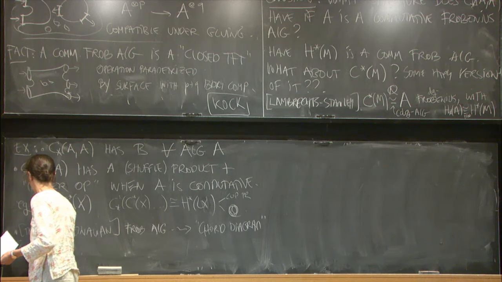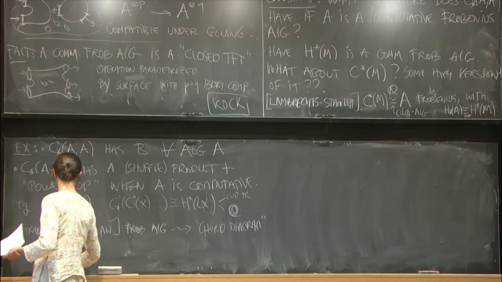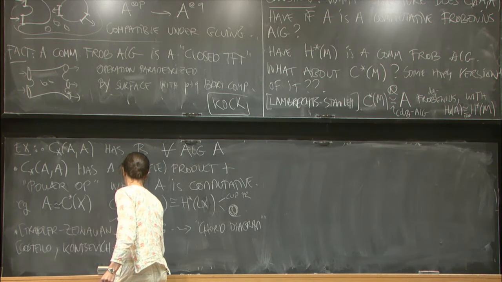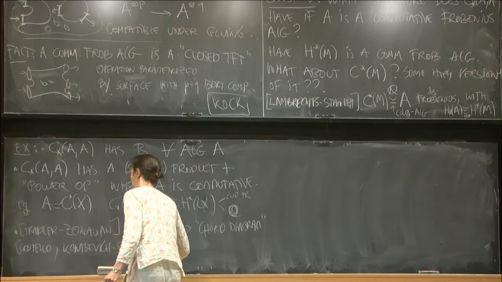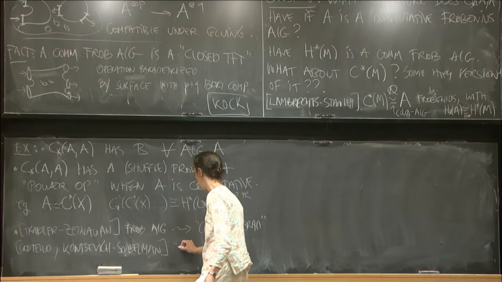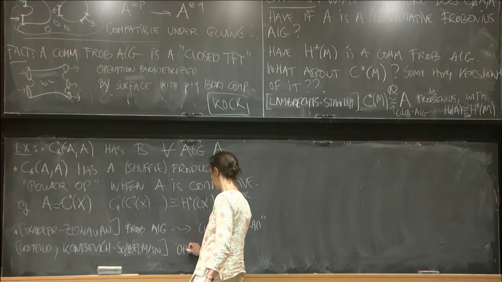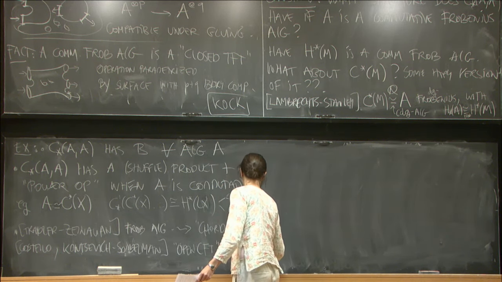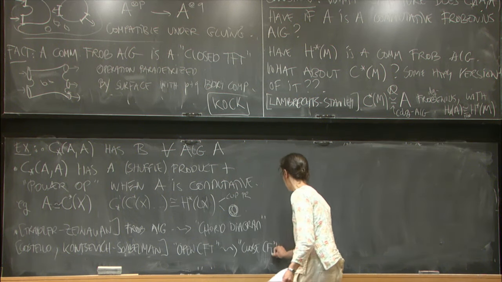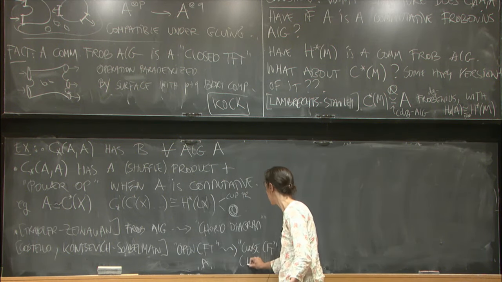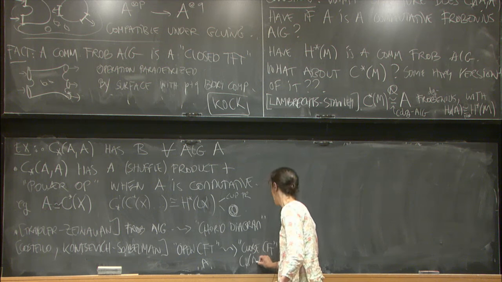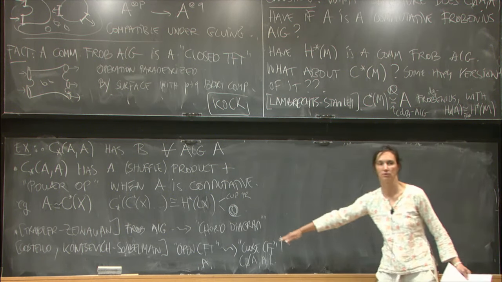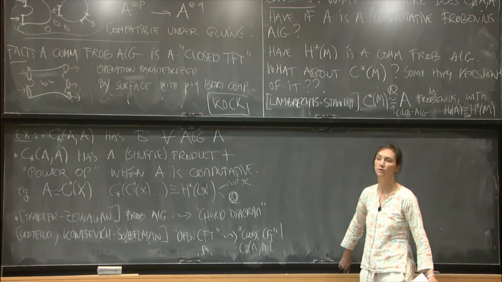And then there was work by Costello, Kontsevich, Soibelman, saying something like open conformal field theories, whatever that is, giving closed conformal field theories. This is for the algebra and this is for cochains, Hochschild chains, right? I'm not making this very precise, but there were such types of theorems in the literature.